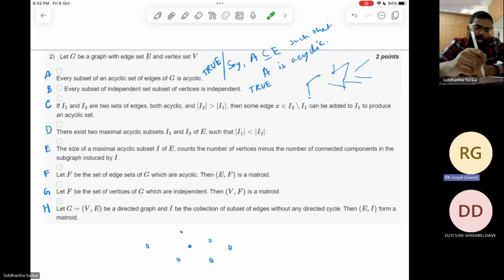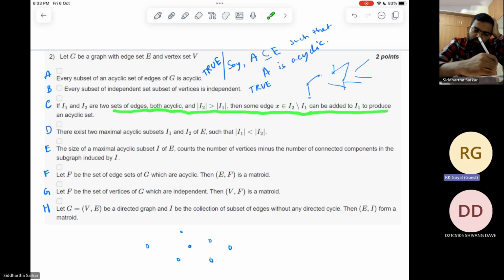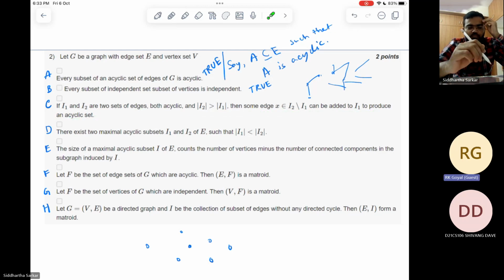Next. Regarding this next option, if I1 and I2 are two sets of edges, both acyclic, so they are not forming a cycle, and if the cardinality of I2 is greater than I1, then some edge X, which is in I2 and not in I1, can be added to I1 to produce an acyclic set.